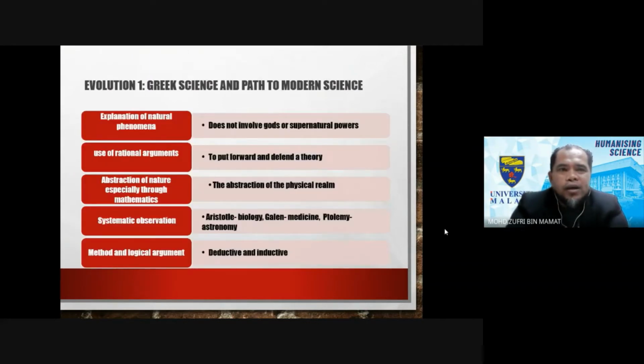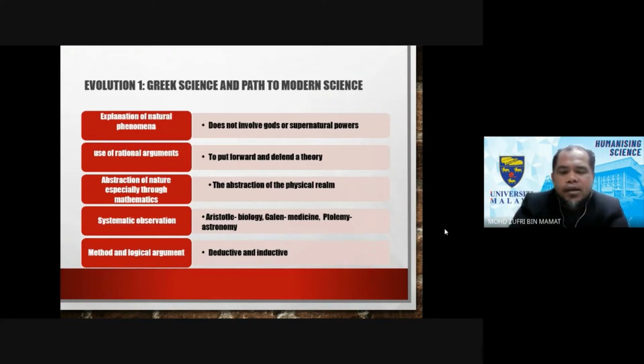Okay, so first we touch on evolution one. I call evolution one Greek science and the path to modern science. The first thing we can see about Greek science is the features of its explanation of natural phenomena. In Greek science, it does not involve gods or the supernatural, or in other words, Dewa or Devi, supernatural powers. In giving an explanation, Greek science refers to natural objects, factors, and processes in nature.